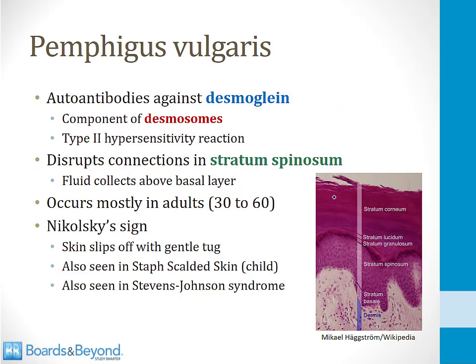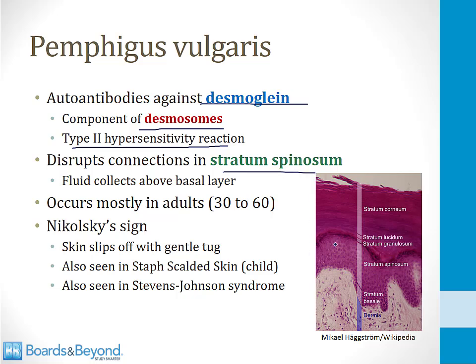The reason acantholysis develops in pemphigus vulgaris is because of autoantibodies against desmoglein. Desmoglein is a component of the desmosomes, and as I told you on the last slide, loss of desmosome connections is often what leads to acantholysis, and that's also what leads to pemphigus vulgaris. This is an example of a type 2 hypersensitivity reaction. This disrupts mostly the connections in the stratum spinosum.